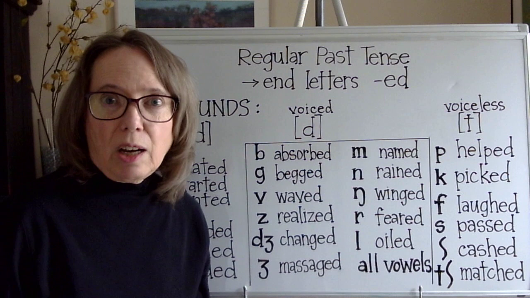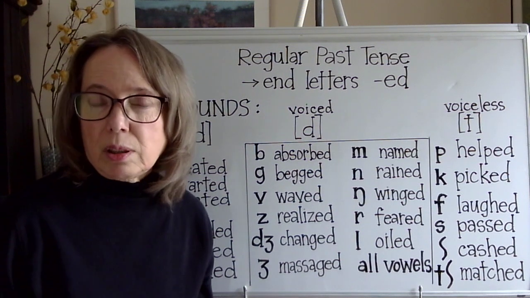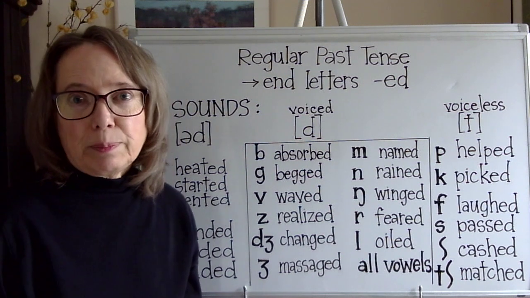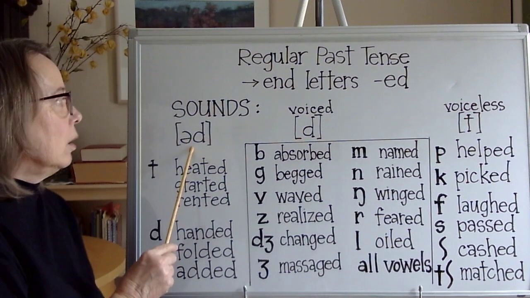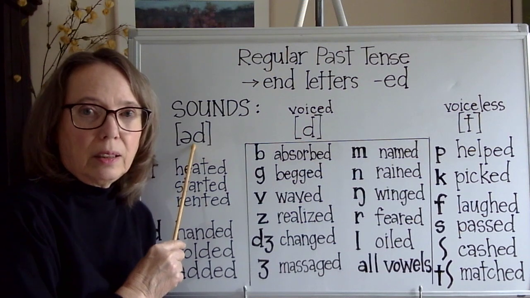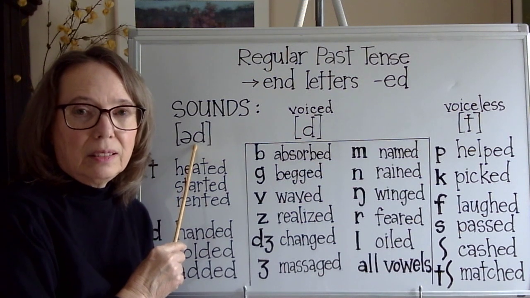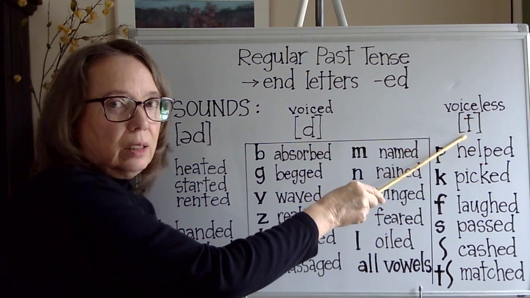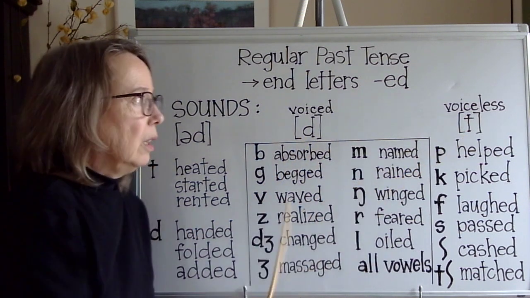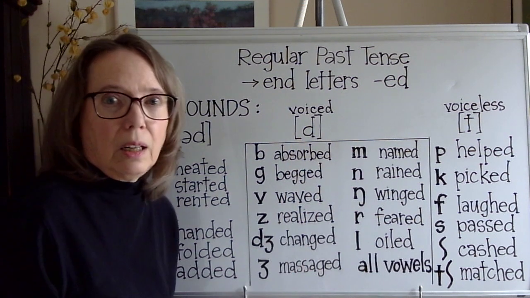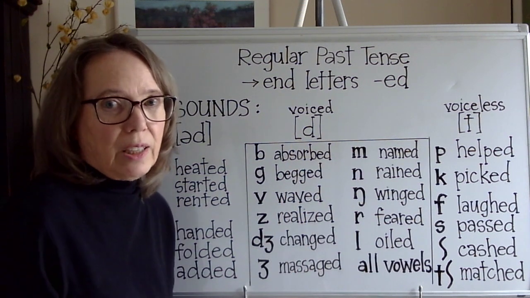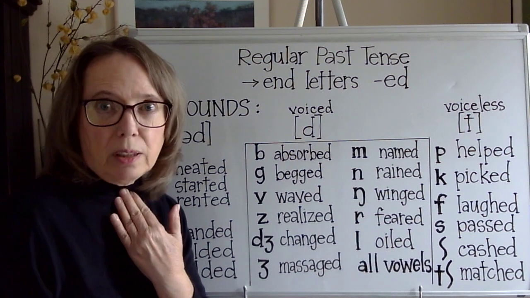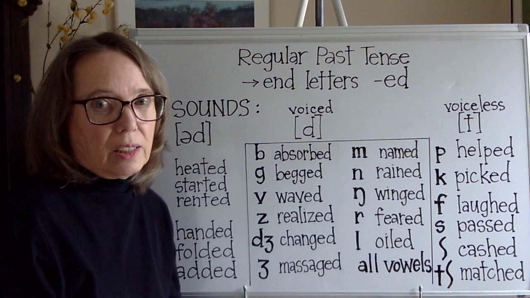So I'm going to start out by showing you the three sounds that we make when we make the past tense. This one is id, id, d, d, and t, t. Now, d and t are really the same sound, except that the D is voiced using the voice and the T is voiceless.